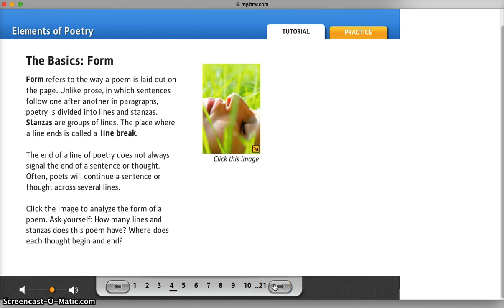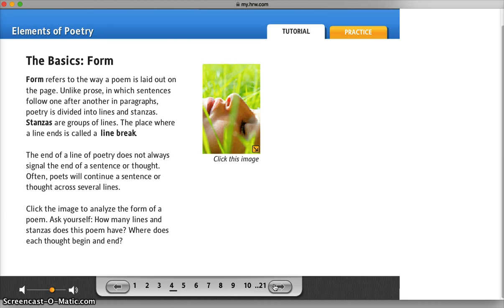Form refers to the way a poem is laid out on the page. Unlike prose, in which sentences follow one after another in paragraphs, poetry is divided into lines and stanzas. Stanzas are groups of lines. The place where a line ends is called a line break. The end of a line of poetry does not always signal the end of a sentence or thought. Often, poets will continue a sentence or thought across several lines.